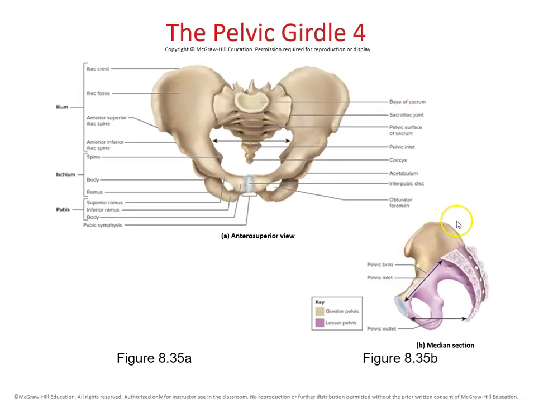So if we look at this picture here, the baby will be passing through head down. It's going to go through the greater pelvis first, and then the lesser pelvis second, and the lesser pelvis is the narrower place as it exits the birth canal.